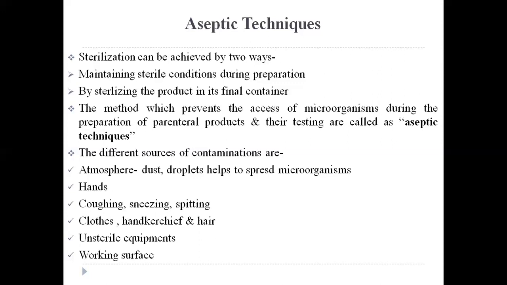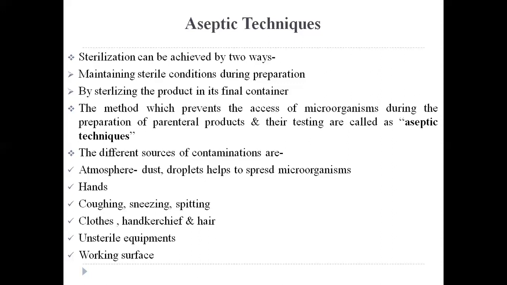The second way of achieving sterility is by sterilizing the product after pouring it into the container. So even if the product is previously contaminated, that can be removed in the final stage, after sterilizing the product, even after packaging of the formulation. So there are two different ways.